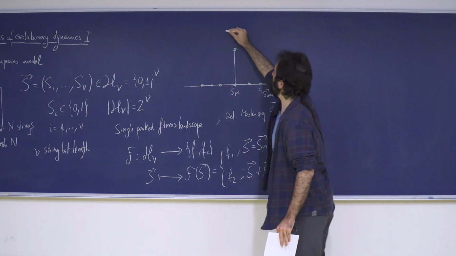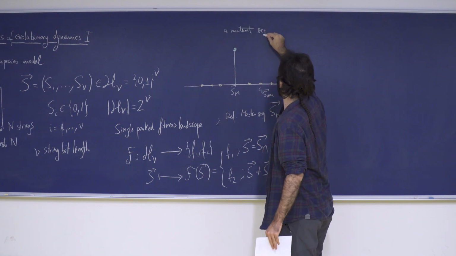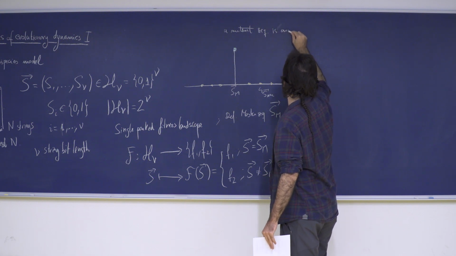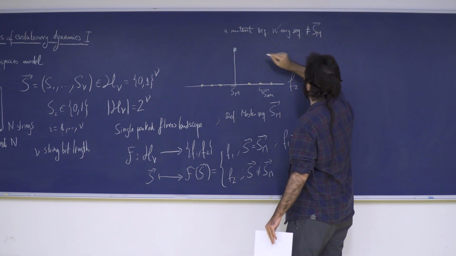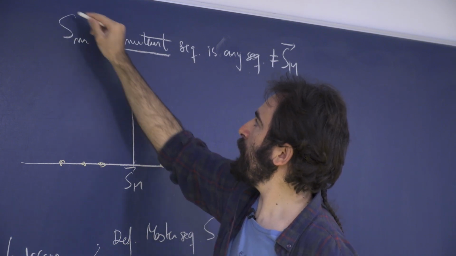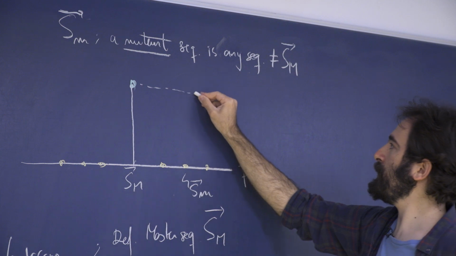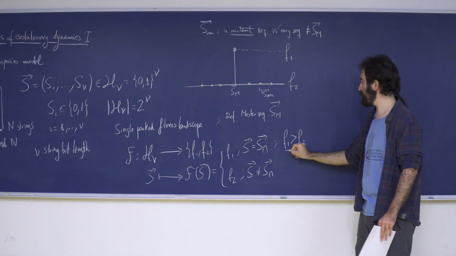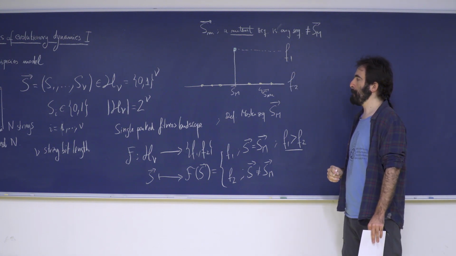So basically, a mutant sequence is any sequence that is different from the master sequence. That's how we define a mutant sequence, and we call it S sub little m. Okay? Of course, here the value of the fitness will be F1, and all we have said through this condition is that this has a larger fitness value.